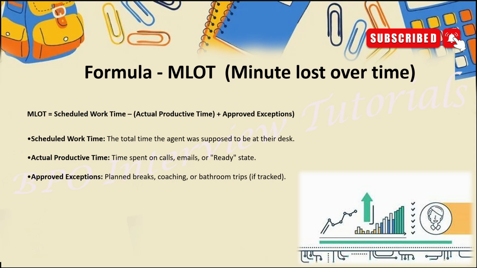What is the meaning of scheduled work time? The total amount of time an agent is scheduled to work in that particular hour. Actual productive time is the total time spent on calls, emails, and in ready stage. Approved exception is things like breaks, brainstorming sessions or anything, if we are tracking any approved break time, we have to calculate that under the approved exception.